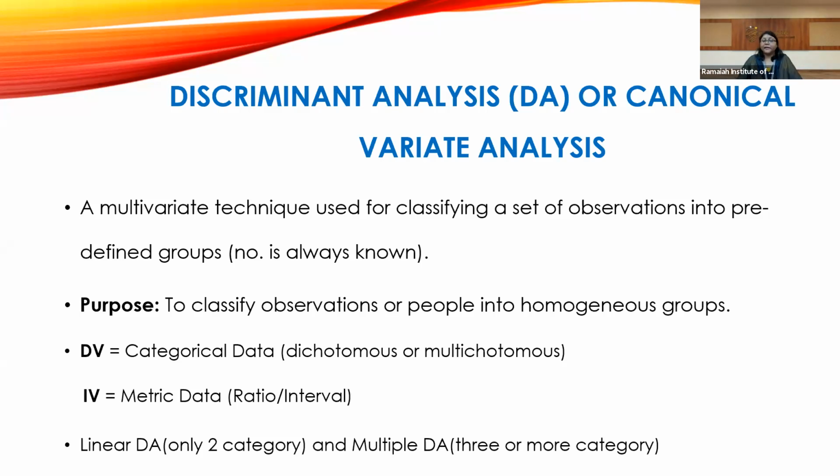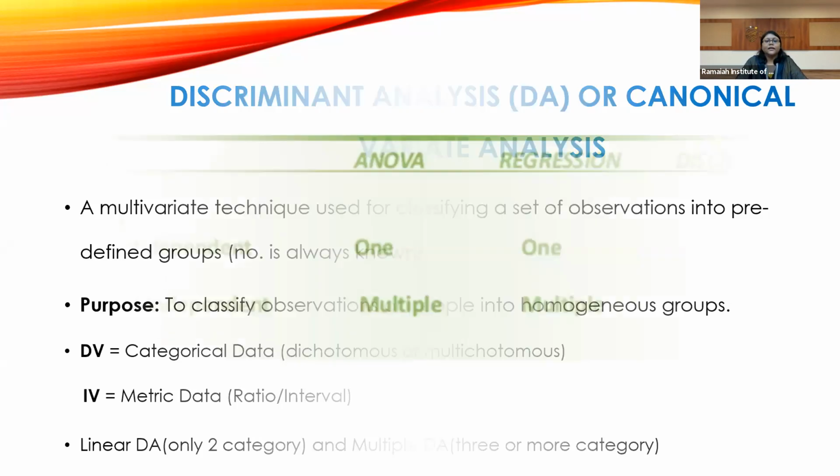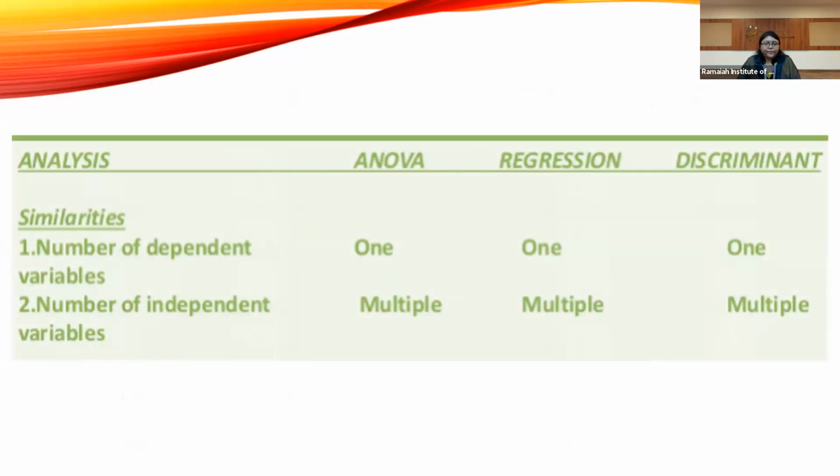Now, when you are having only 2 groups or 2 categories, we can go ahead with the linear discriminant analysis. But when we are having more than 2, in the same example that I gave, low, medium and high, in that case, we can go for multiple discriminant analysis. The same thing I was saying, you can do with ANOVA, regression and discriminant: the number of dependent variables is always 1 and the number of independent variables is multiple.